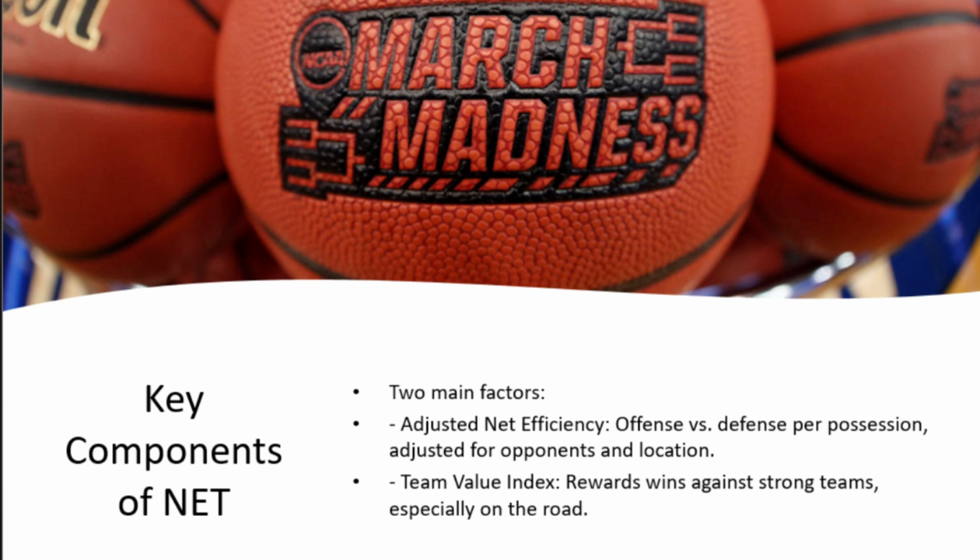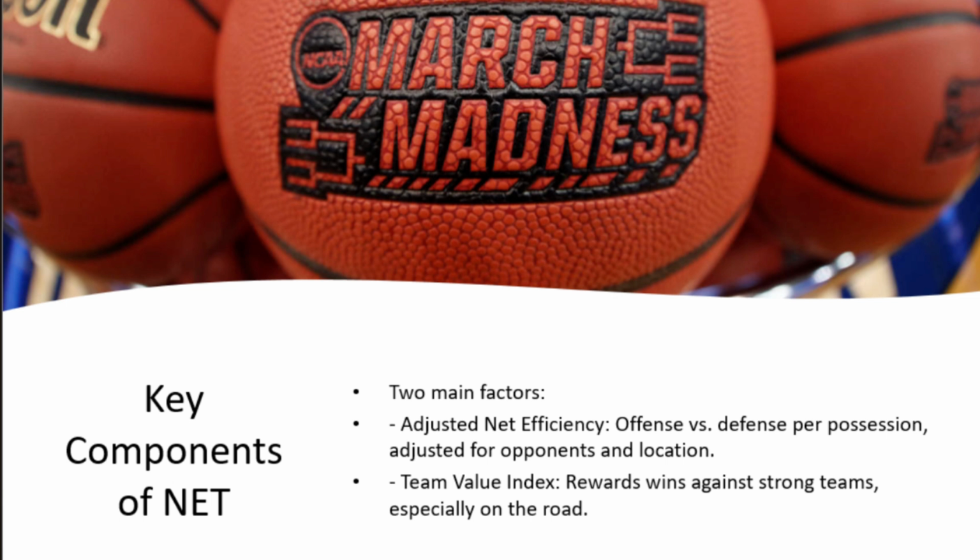For example, a win on the road against a strong opponent will have a bigger impact on your ranking than a win at home against a weaker team. Team Value Index. This is a result-based metric that rewards teams for winning games against strong opponents and is also the second major component factored into the net rankings. It accounts for who you beat and where you beat them. For instance, a road win against a Quad 1 team will significantly boost your ranking.